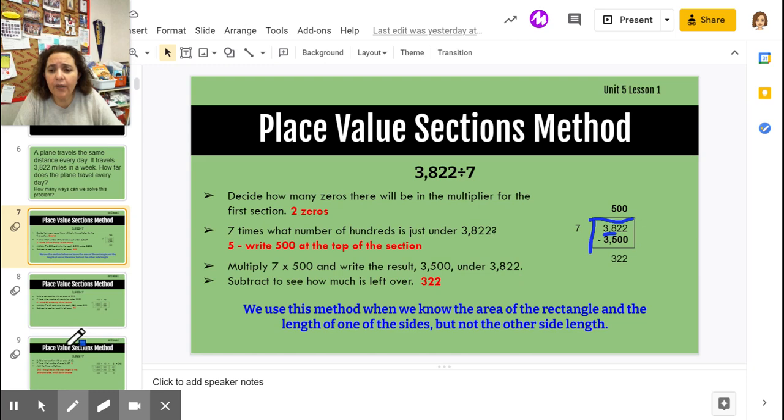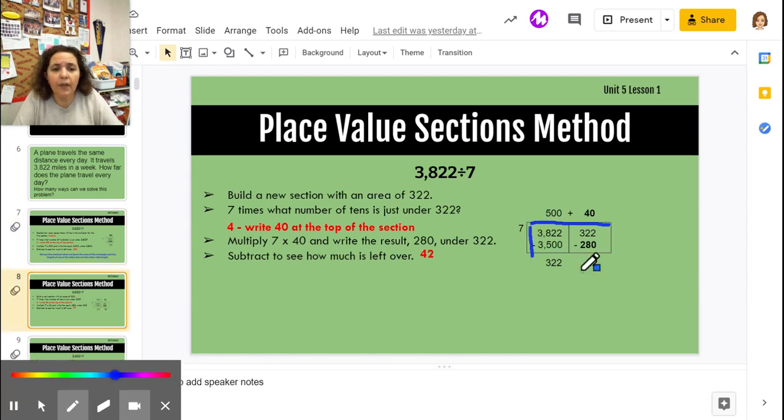Now I'm going to build another section. Okay, so I went ahead and built another section. That gave me 322 left over, so that goes in my new section. And then the same thing, I'm going to say 7 times what is going to give me close to 32 without going over? Well, 7 times 4 is 28. So it's got to be 40, because I'm only going to the 32. So that means I need to add another 0 for that 2 right there. So it's going to be 40, because 40 times 7 is 280.